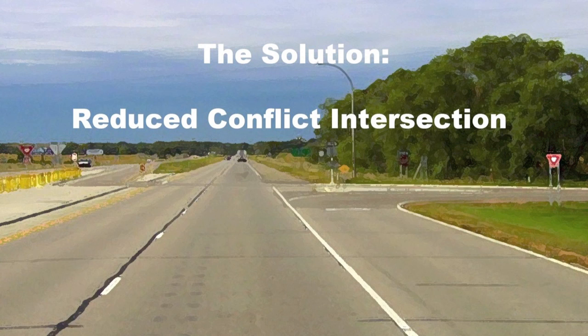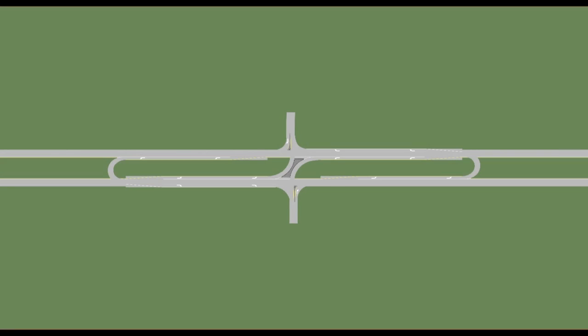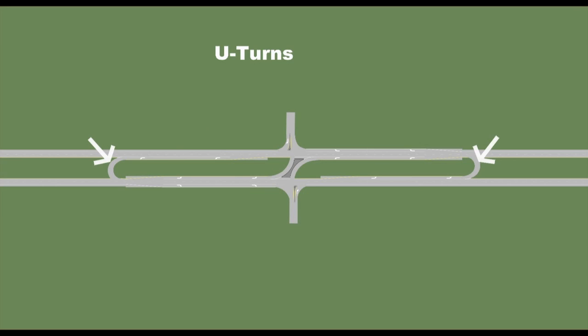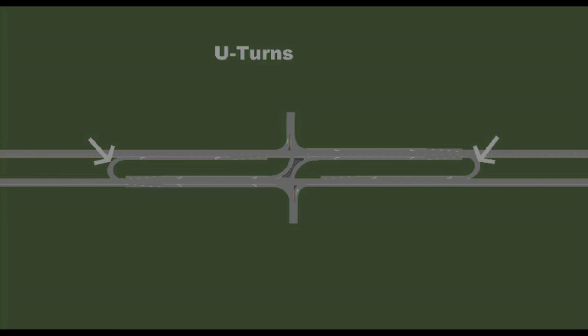The reduced conflict intersection addresses this problem. A reduced conflict intersection consists of raised islands to channelize traffic, special left turn lanes to improve sight lines. U-turns can be constructed on each side of the intersection.